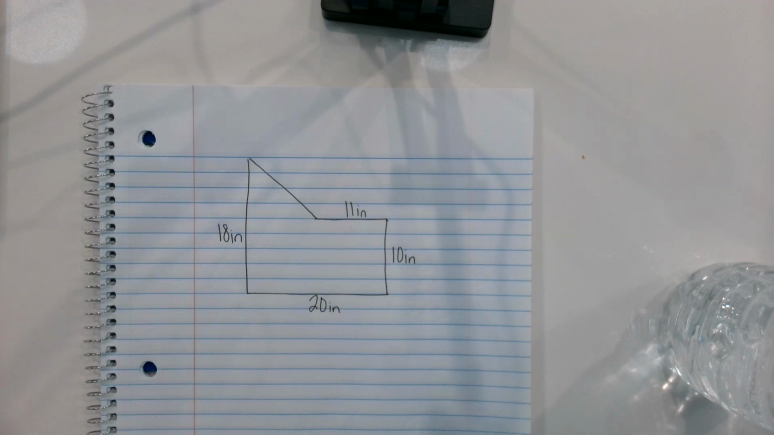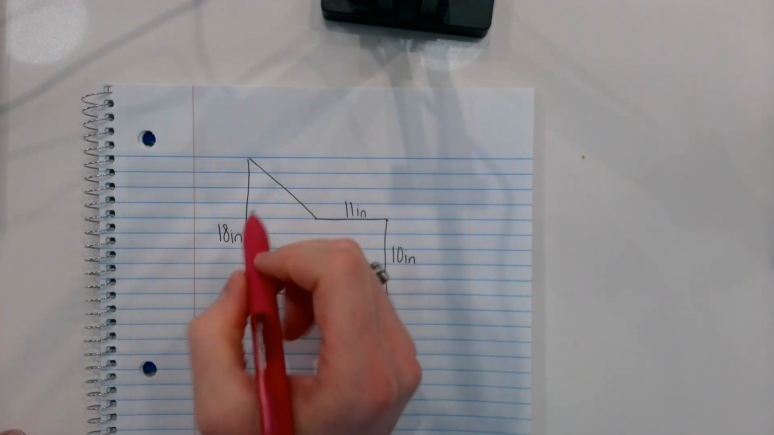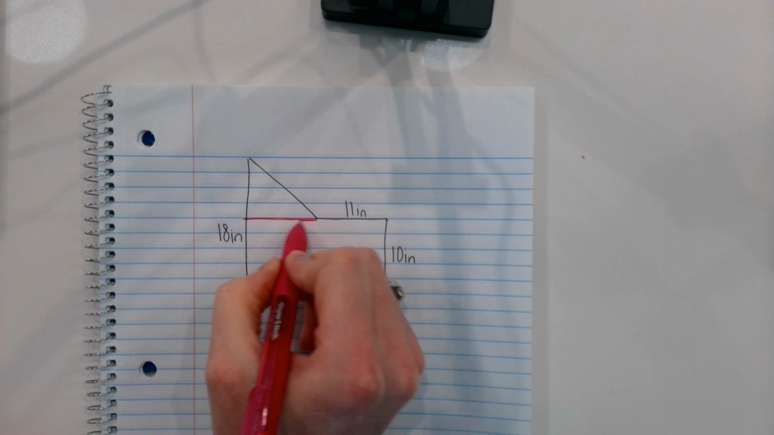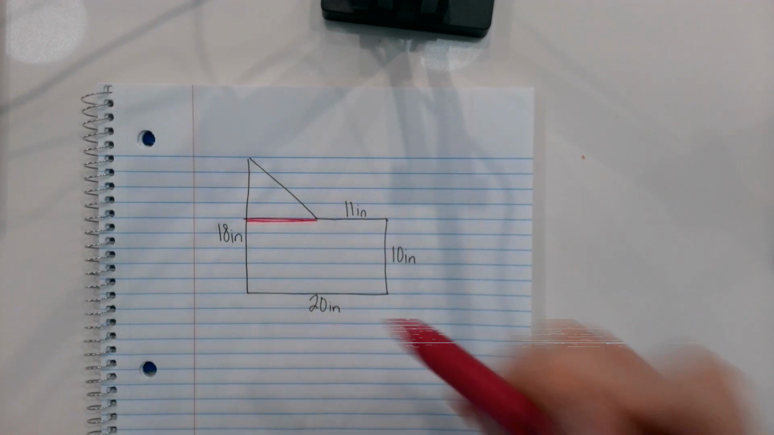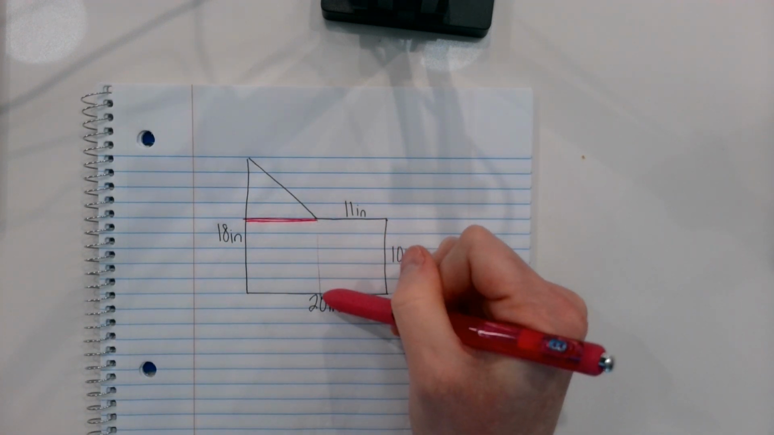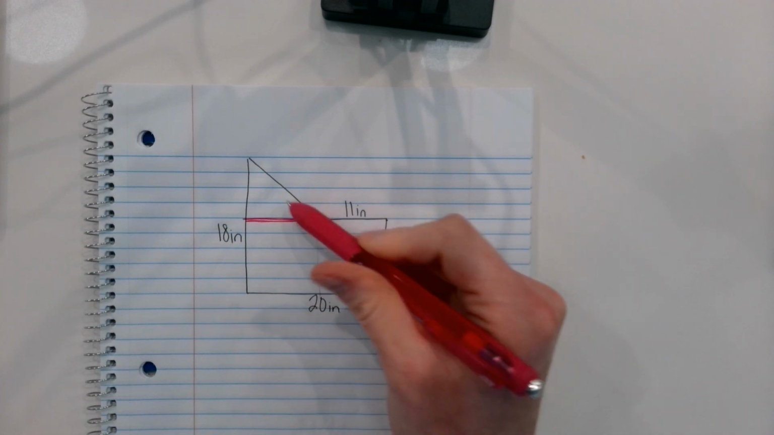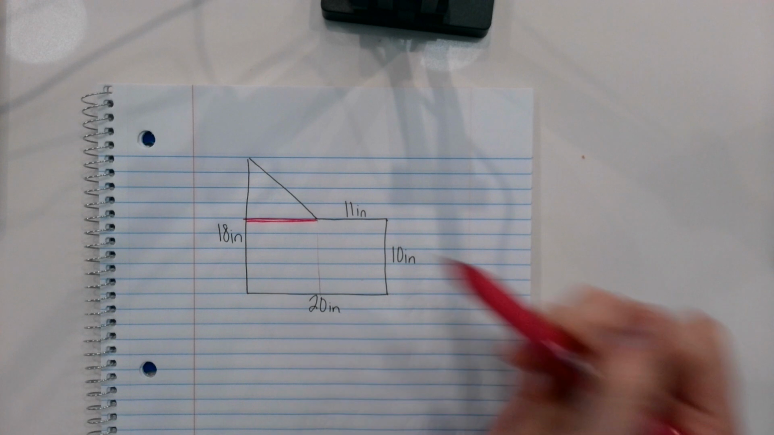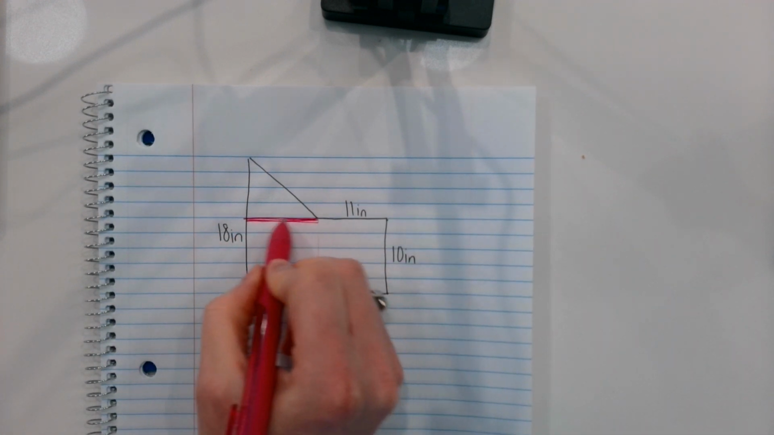So we need to break it up into figures that we know how to find the area of. Go ahead, pause and get your answer. Okay, what I see is that I can split it right here into a triangle and a rectangle. Some of you might have seen that you could split it here into a trapezoid and a rectangle. That could work too. But let's go ahead and go with this one right here.